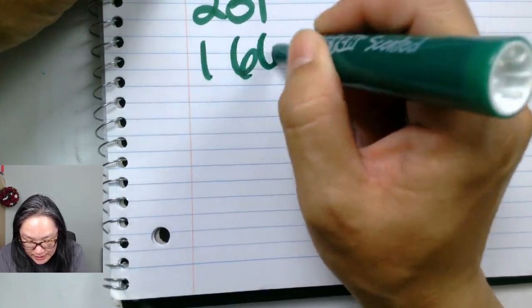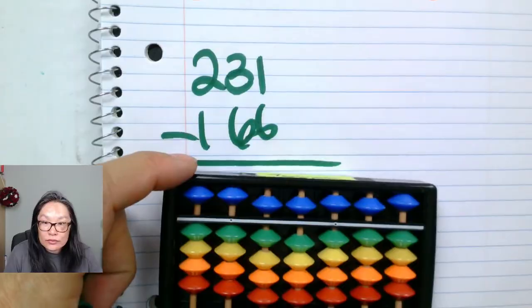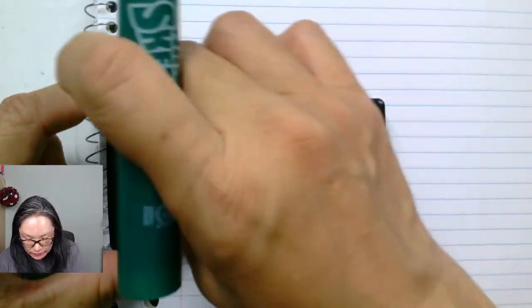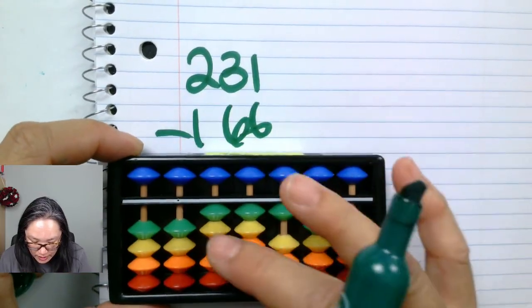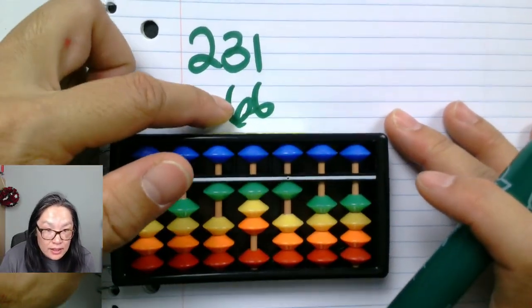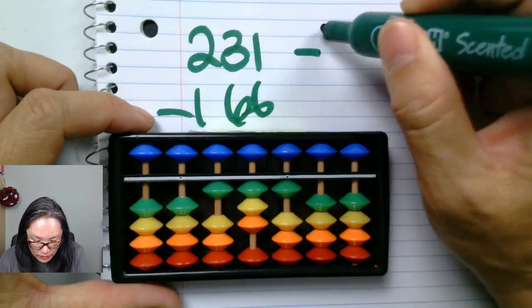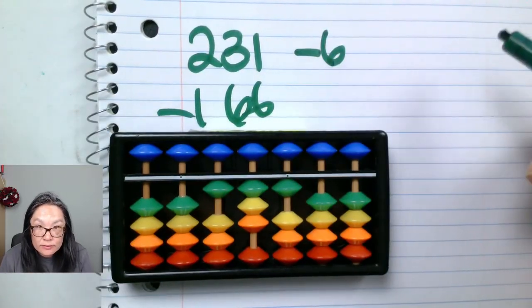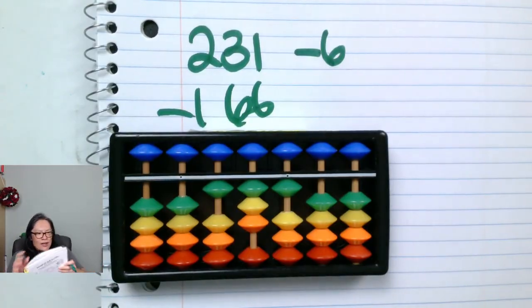Oh, you know what? Let's do some subtraction. 231 minus 166. We'll do that. How about that? So, we'll do 231 minus 100 minus 6. How do we minus the 6? Can we take away 6 here? No. What is minus 6?